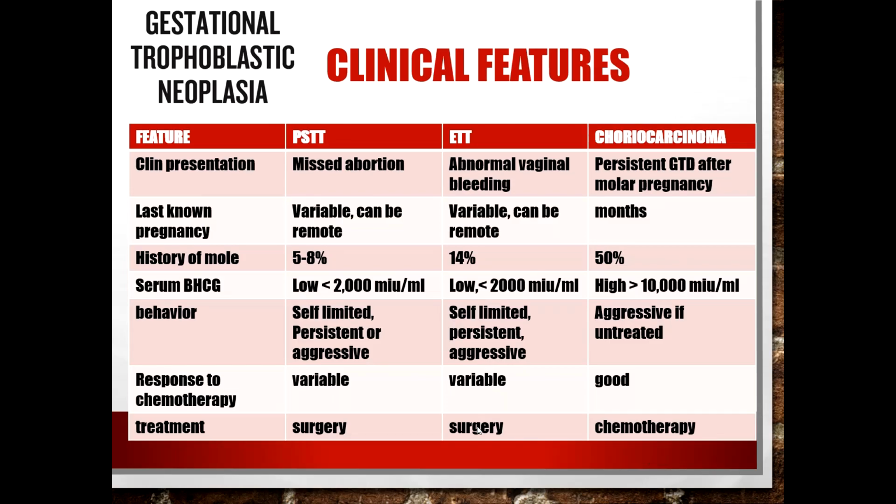So this is a table differentiating the clinical features between PSTT, ETT, and choriocarcinoma. PSTT has a history of mole in 5 to 8% of cases, while ETT 14% of cases, and choriocarcinoma at 50% history of mole. The serum beta-HCG for PSTT and ETT are less than 2,000, while that of choriocarcinoma is more than 10,000. Treatment for PSTT and ETT is surgery, while for choriocarcinoma, chemotherapy can be given.